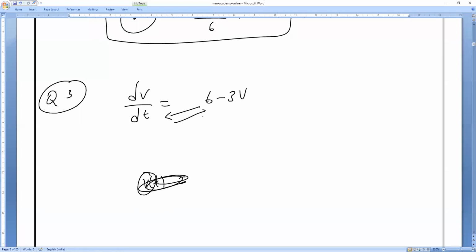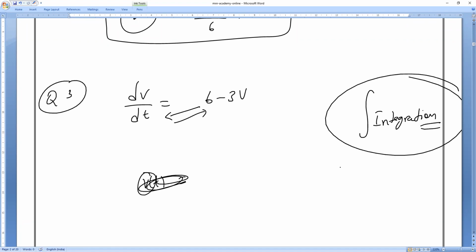I want to find speed from acceleration, so do I have to do integration or differentiation? Everybody? Integration, because I have to find v of t, the speed, but the given function is acceleration.